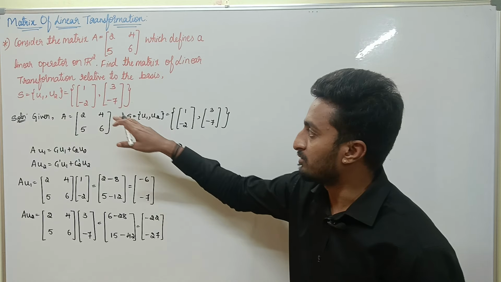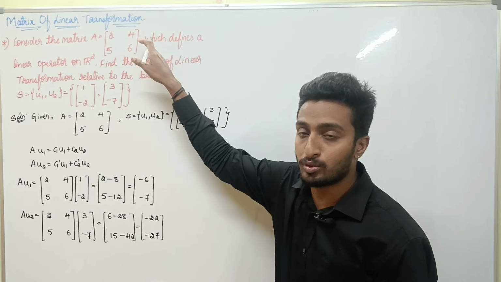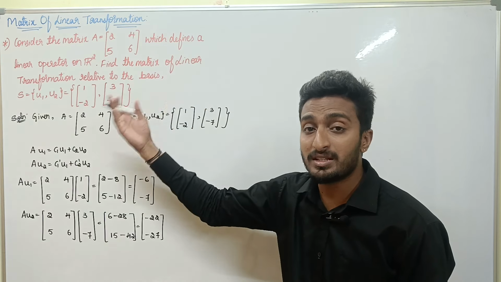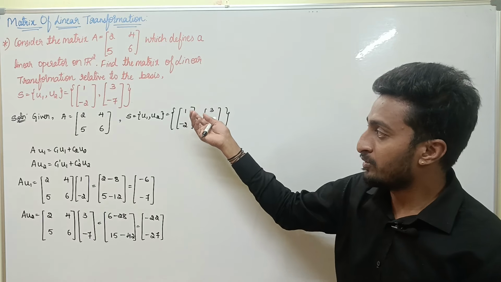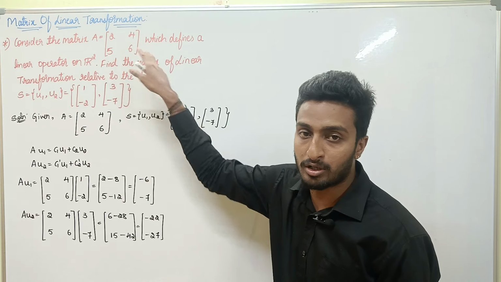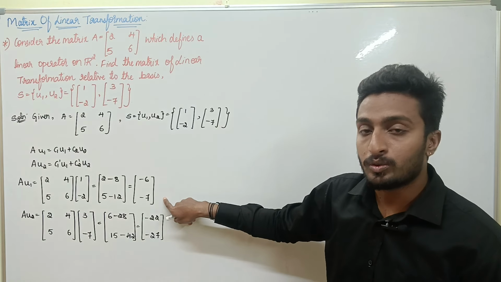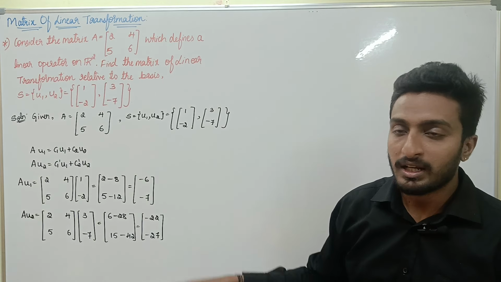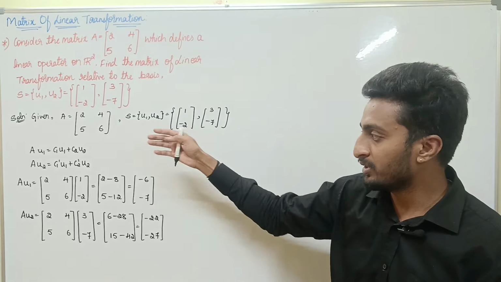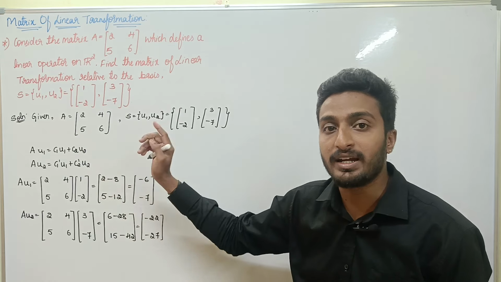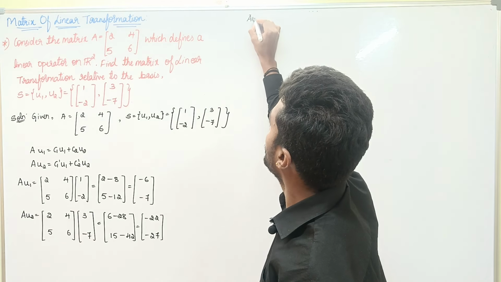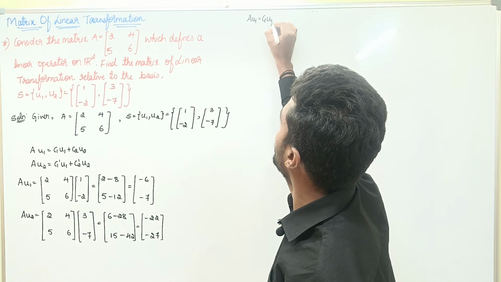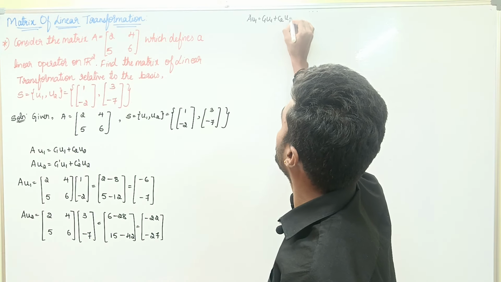Now we can simplify. The order of A was 2 cross 2, while the order of the basis vectors was 2 cross 1 and 2 cross 1. So we have reduced 2 cross 2 with respect to 2 cross 1 and 2 cross 1. Considering these two vectors, we define them with respect to C1, C2 and C1 dash, C2 dash. First, let us represent A u1, which is equal to C1 u1 plus C2 u2.